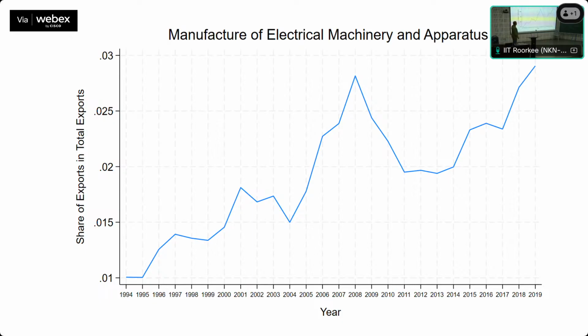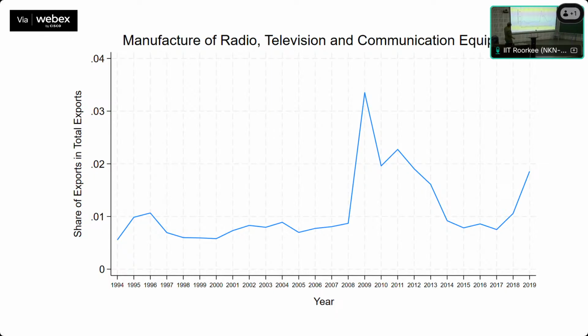Electrical machinery. This is another capital-intensive one. You can see the growth comes from about 2003-4, significantly going up and up. It is about 1.5% and then about 3%. So it's double. Again, this is a capital-intensive product sector. This is also a capital-intensive sector. This has also grown much from before. There's a huge growth here.